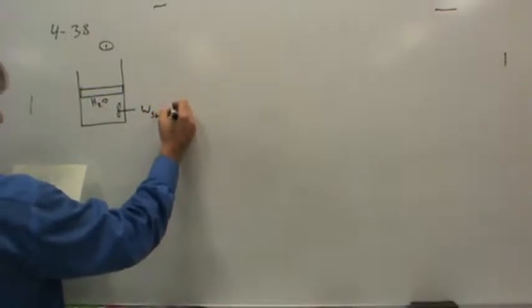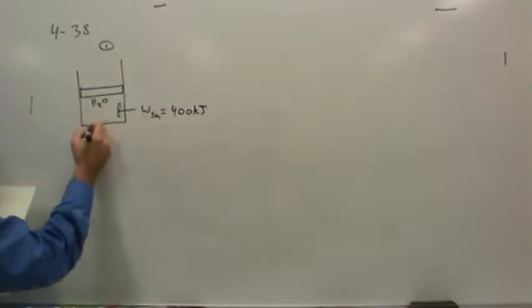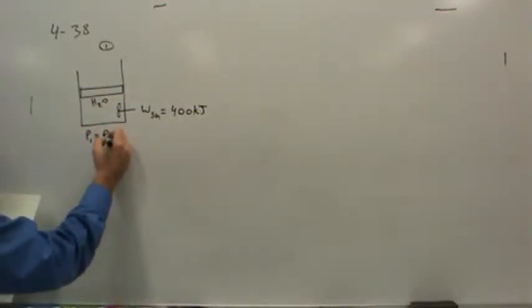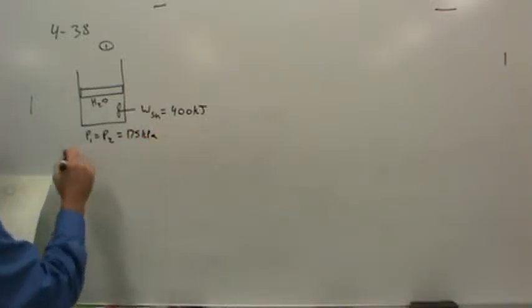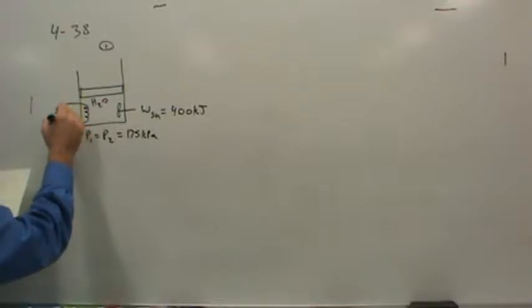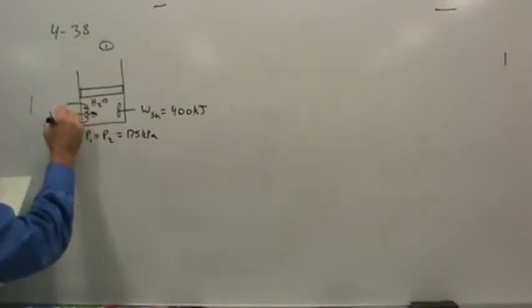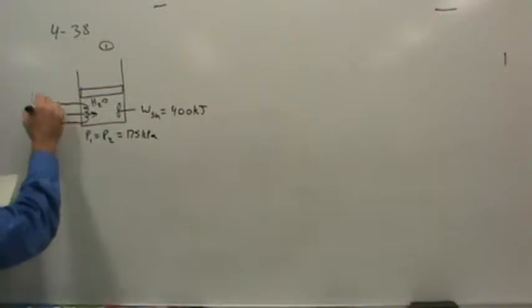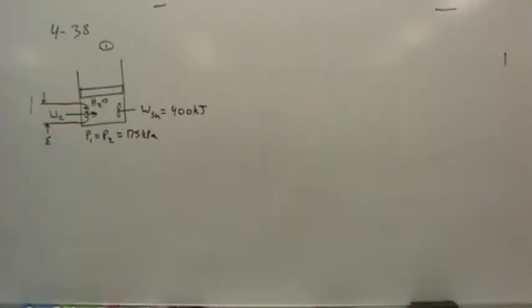Shaft work comes in the amount of 400 kilojoules. The pressure is constant throughout. The pressure in state 1 and state 2 is the same. It's 175 kilopascals. And the electrical work that comes in, we don't know how much it is, but we do know that electrical work comes in. Let me extend these. And we also know that there is some electric potential across this resistor, basically.